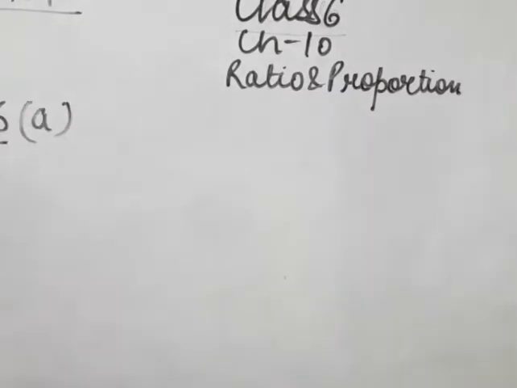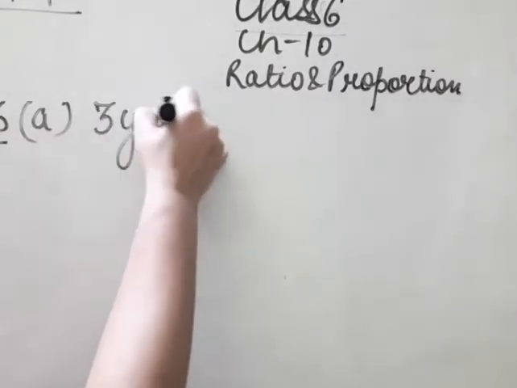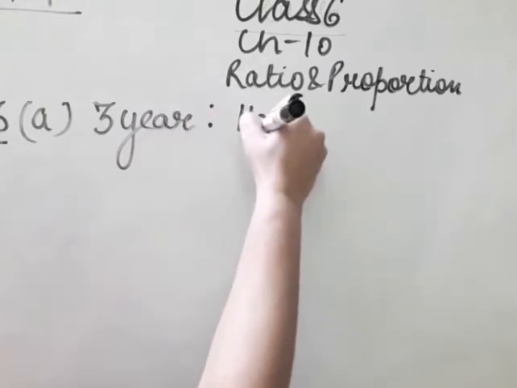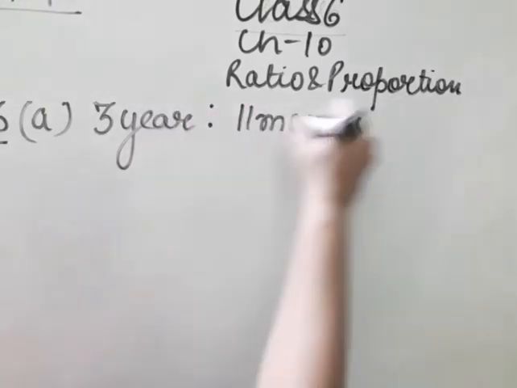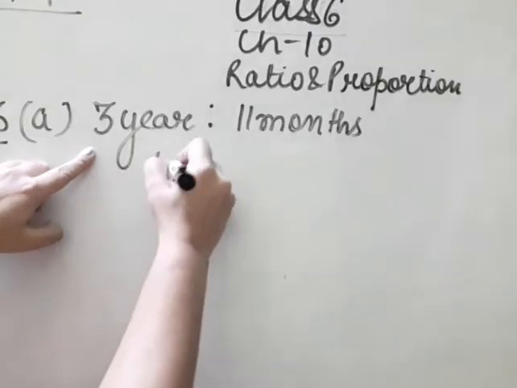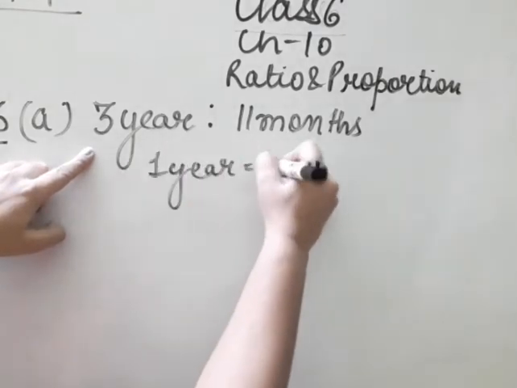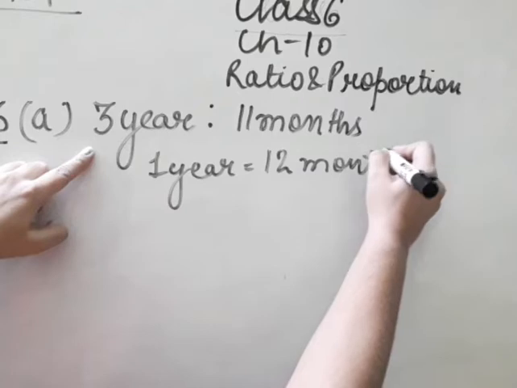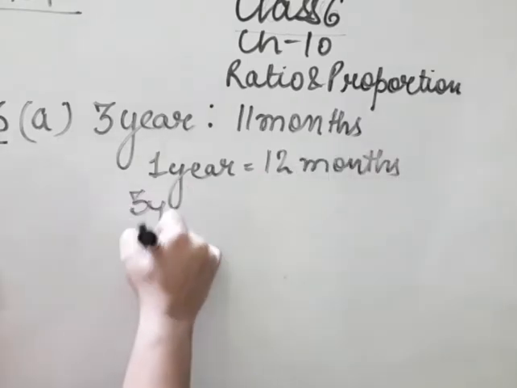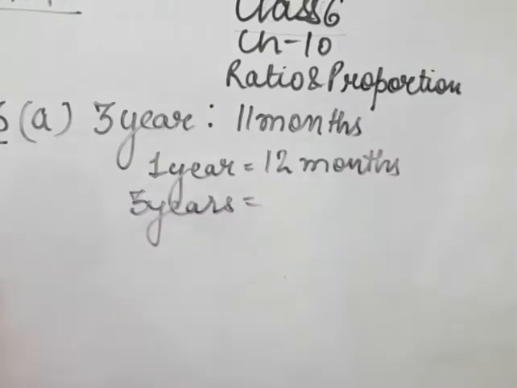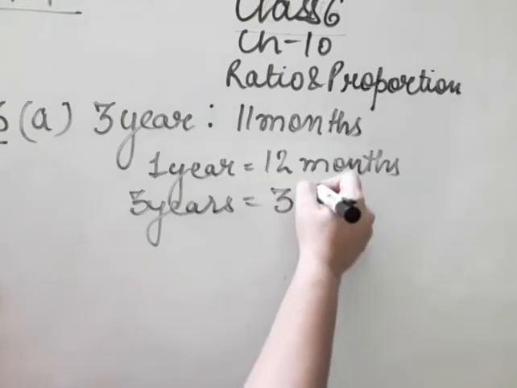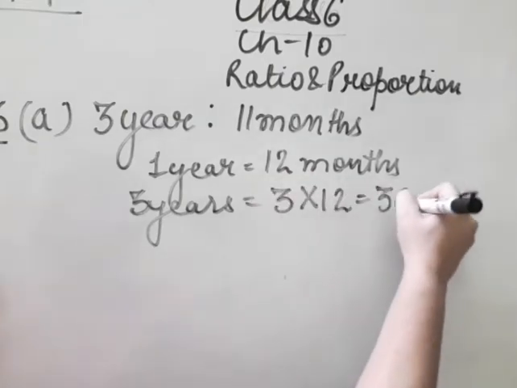In question number 3, it is said to simplify the following ratios. Part A: the ratio is given as 3 years to 11 months. You have to simplify them. If you are aware that 1 year consists of 12 months, then 3 years will have how many months? 3 into 12, that is 36 months.